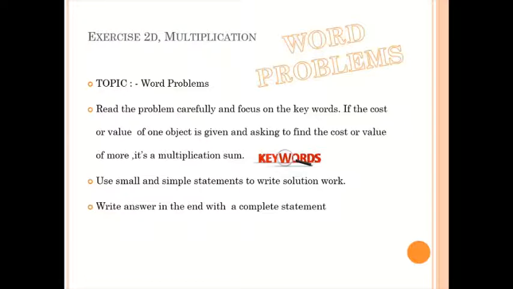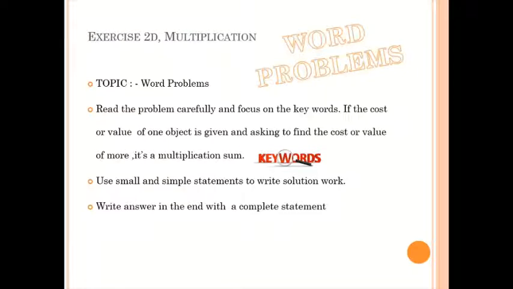For a word problem that you will solve by multiplication, it is always like this: they are giving you the cost of one object and they are asking you to find the cost of more. For example, cost of one book is 33 rupees. What is the cost of 24 such books? This you will solve by multiplication.